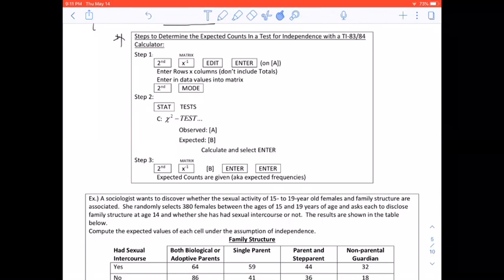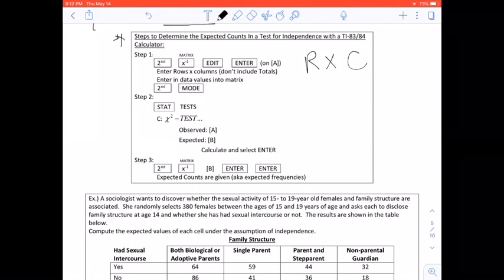And so we are going to go on our graphing calculator. We're going to go to second, x inverse, which is matrix, edit. We're going to select enter on matrix A, and we're going to enter our rows and columns. They don't include the totals. That's how we describe a matrix, by rows by columns. And we're going to enter the data values into the matrix. Then we're going to go second, mode, which is quit, which gets us out of that matrix.